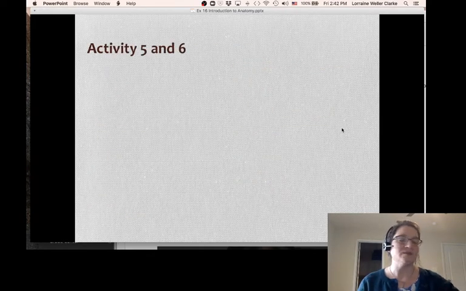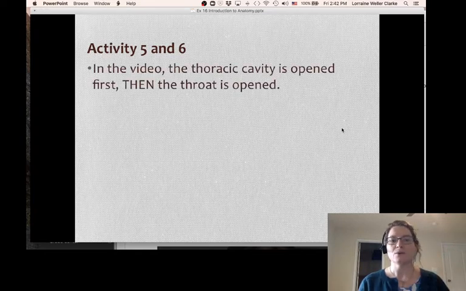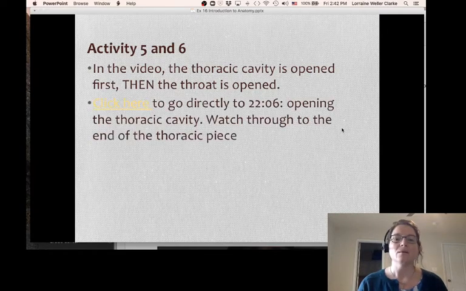Activities 5 and 6, okay? Dissection of the neck. So in the video, the thoracic cavity is first opened, and then the throat is opened, okay? In our activities, you're supposed to open the throat and then go down. But you can go directly to 2206 by clicking the link there. That goes directly to the opening of the thoracic cavity. So you can watch through to the end of the thoracic piece. It does include the neck in that, okay? The neck dissection starts at 2730.